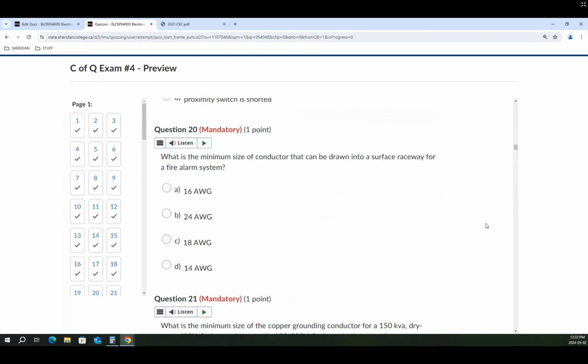Number 20. What's the minimum size of conductor that could be drawn into a surface raceway for a fire alarm system?